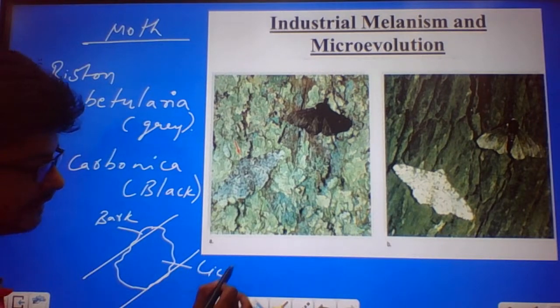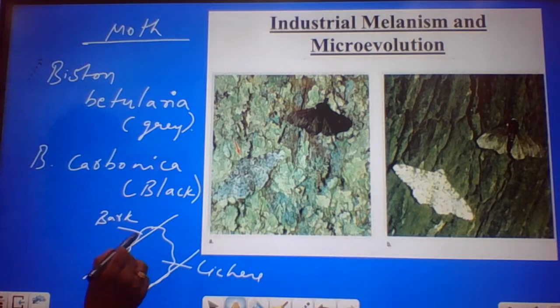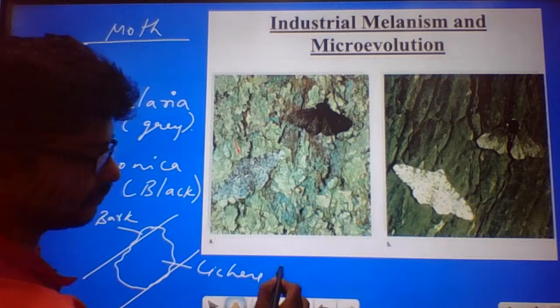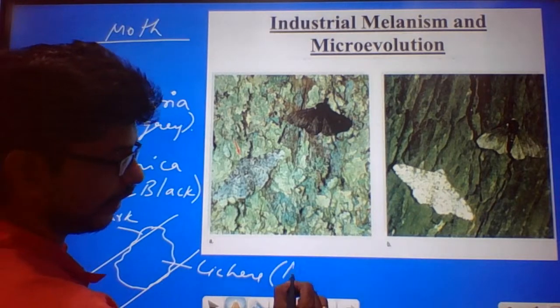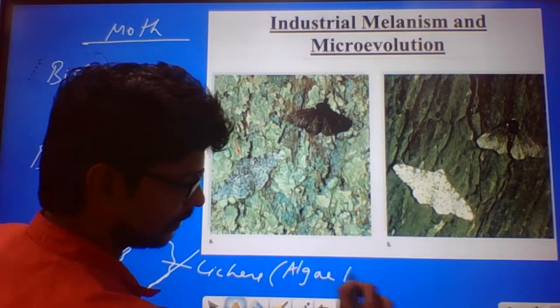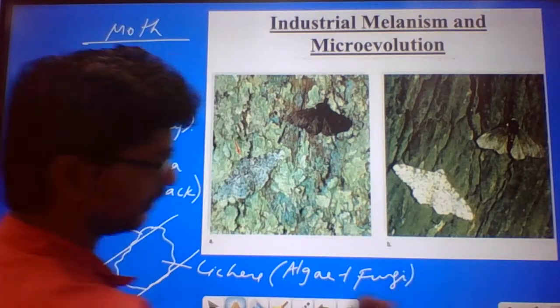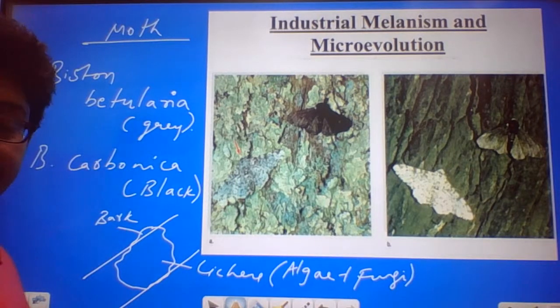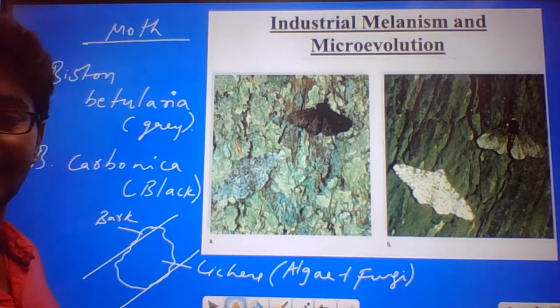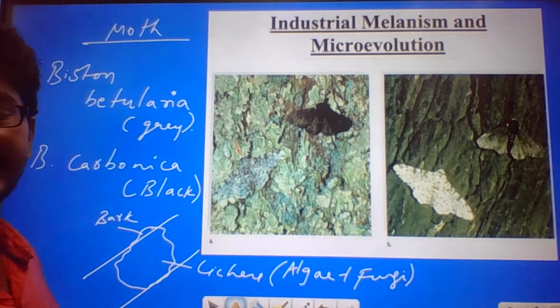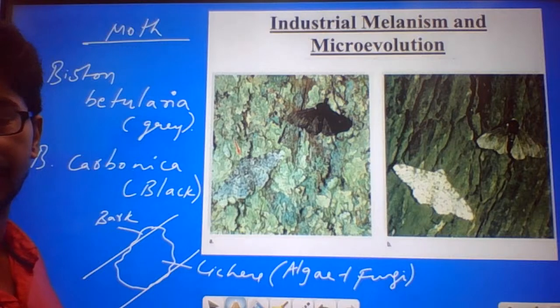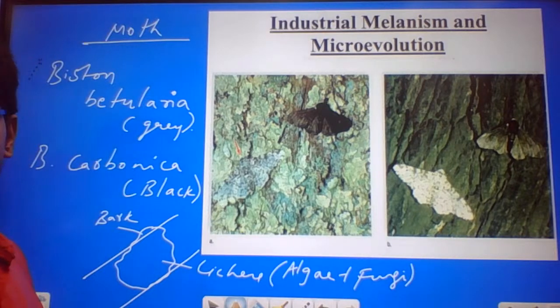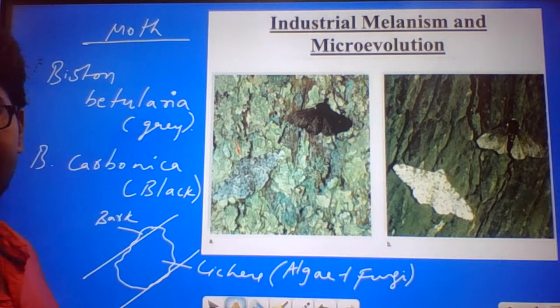This is the lichen. So lichen started growing on the bark and the surface of the tree. Lichens are nothing but a symbiotic relationship between algae and fungi. We call it lichens, which we also call a pollution indicator. Whenever there are more pollutants, the lichens cannot grow in the polluted area because lichens are sensitive to pollutants.